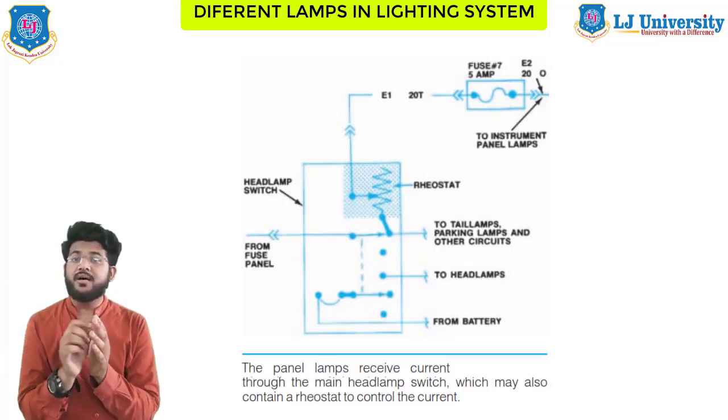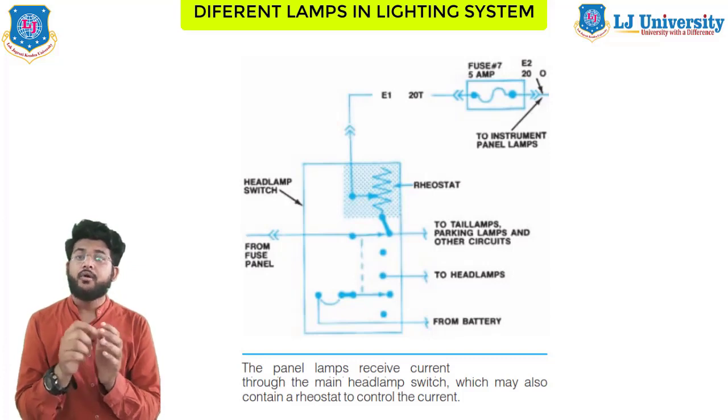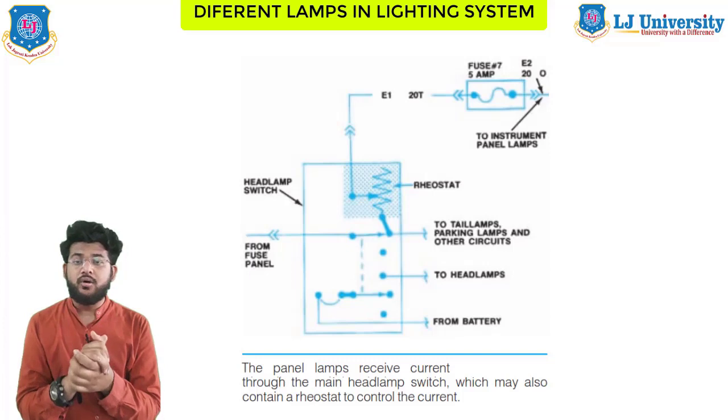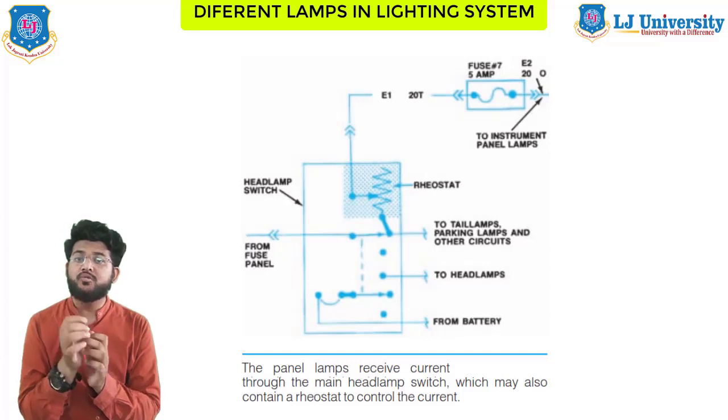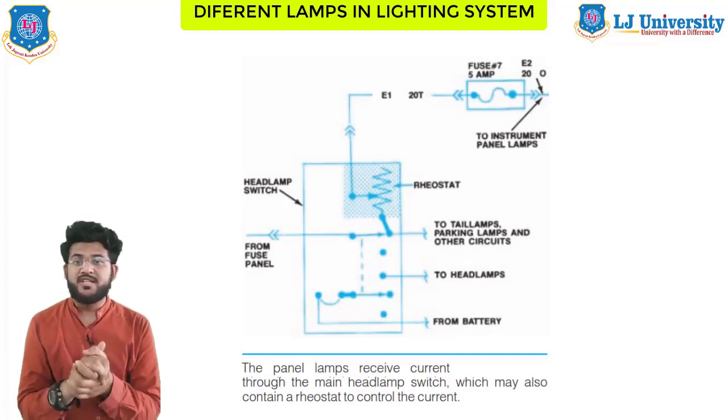Warning lamps which alert the driver to the vehicle operating conditions are discussed here also, and they will be discussed in later lectures. Lamps that simply illuminate the instrument panel are also explained here.